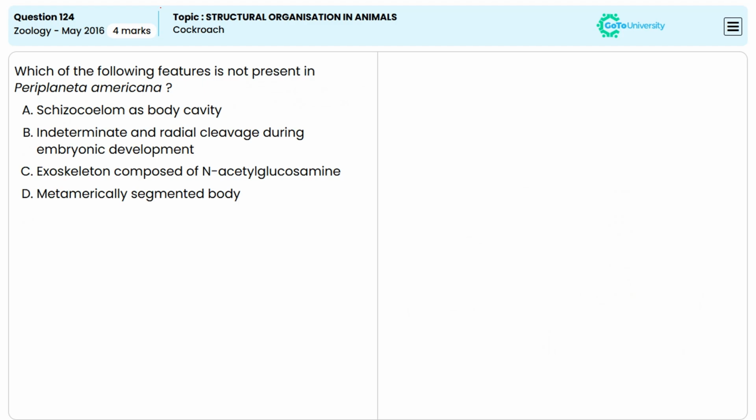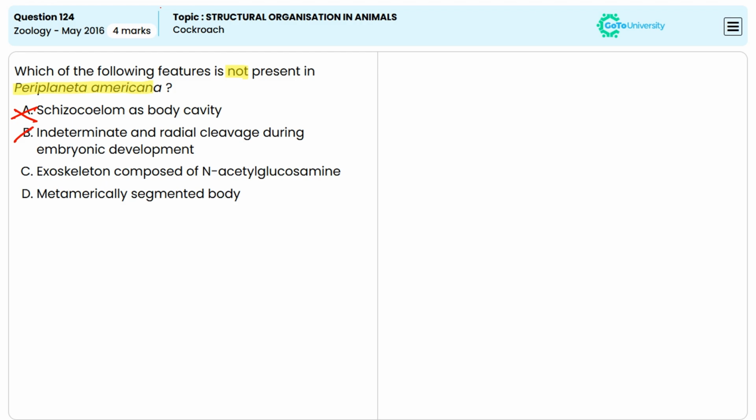Which of the following features is not present in Periplaneta americana? Option A, schizocoelom as body cavity. Yes, this is present in Periplaneta americana. It is an arthropod with a schizocoelom, where the body cavity is formed by the splitting of mesodermal cells. So that means option A is an incorrect answer.